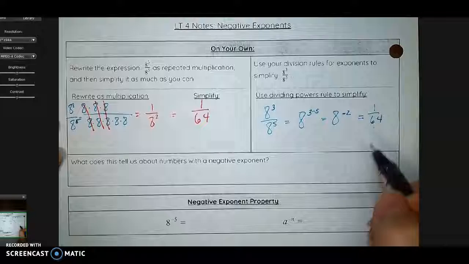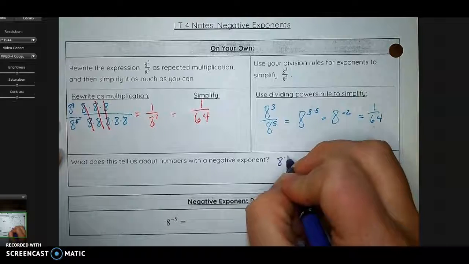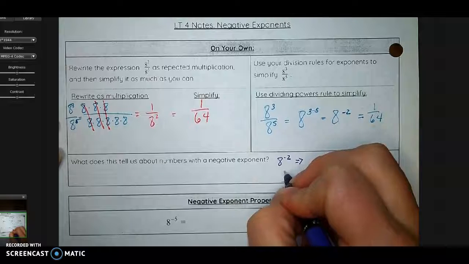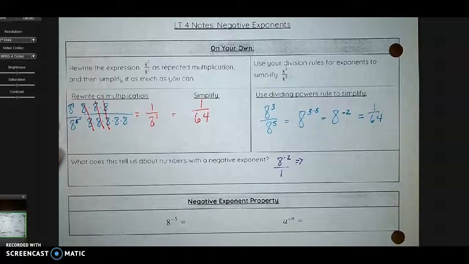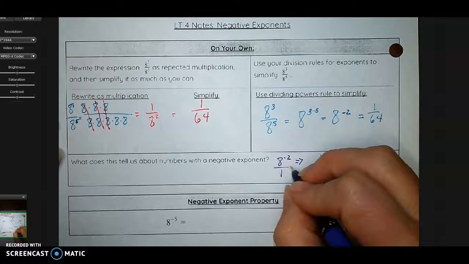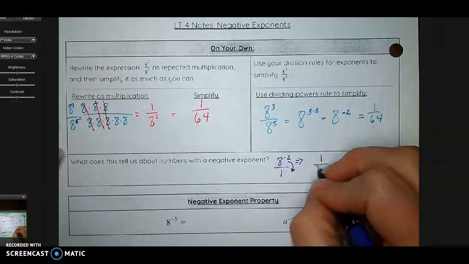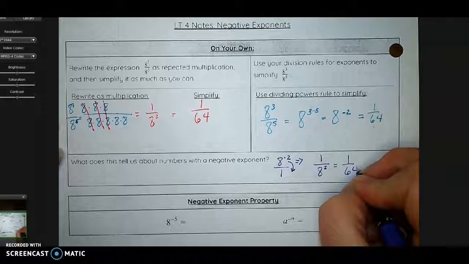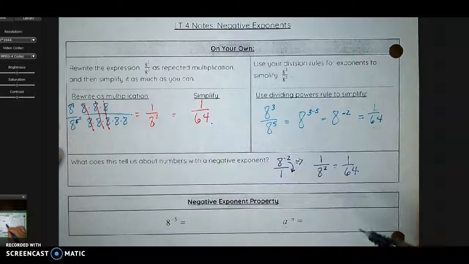And the way I'm going to do that is I'm going to take my 8 to the negative 2, and I'm going to move it to the denominator, because right now it's a numerator. So I'm going to move it to the denominator, and when I do that move, that turns that into a positive, which is how I get that answer.